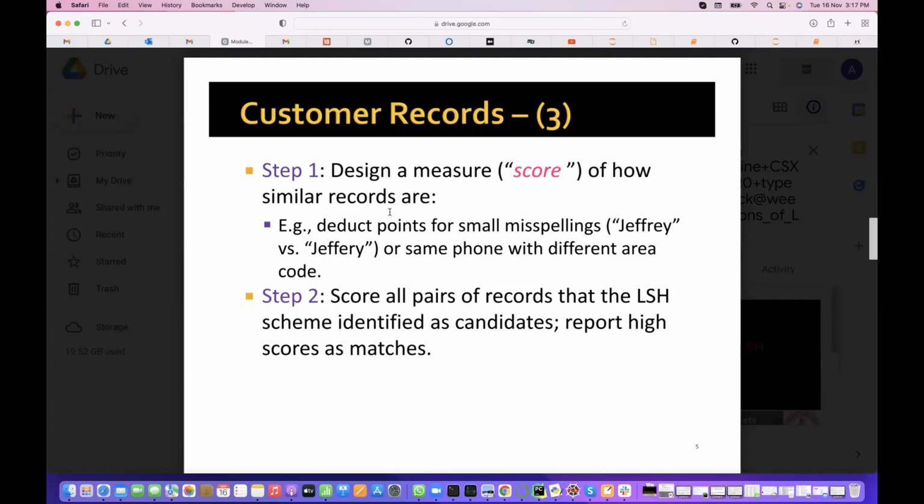Design a measure of how similar records are. Deduct points for small misspellings. Jeffrey and Jeffrey are the same, with the same phone but a different area code. So the area code might have been changed. At that time, landlines had different area codes because STD was a different thing. You might not have that experience. Earlier, STD codes were there for different areas. So based on that STD code, whatever telephone comes first, that area it should go.